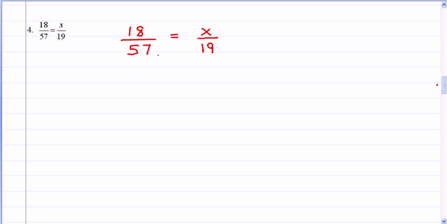So here's a trick that you can do. It doesn't always work, but if you see it in a problem, feel free to use it. If I take 57 and divide it by 3, I get the number 19. So I'm going to use the same number of 3 and divide 18 by 3, and that's going to give me the number 6, so my answer is x equals 6.